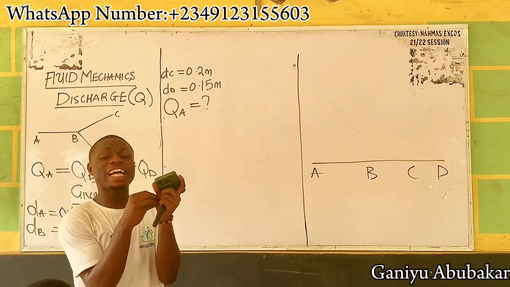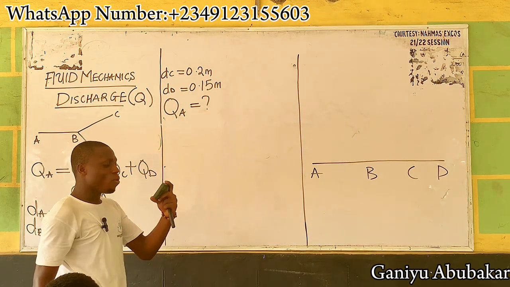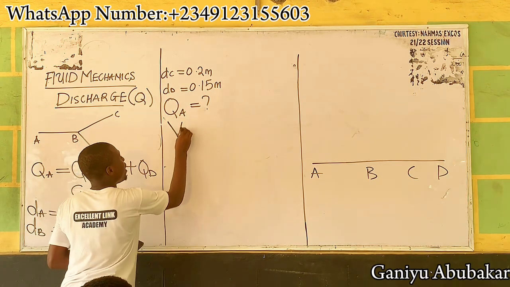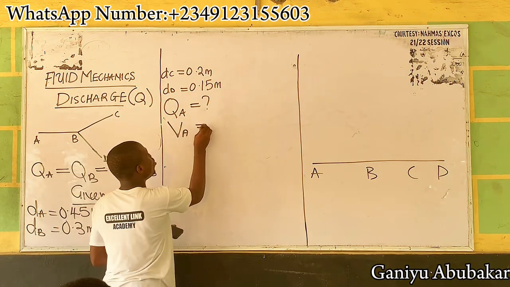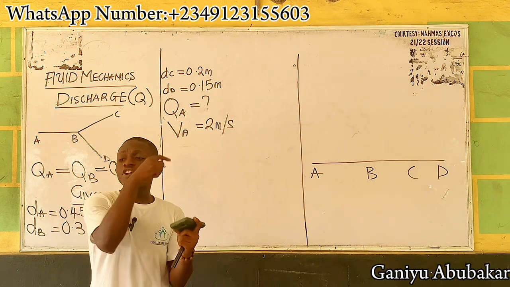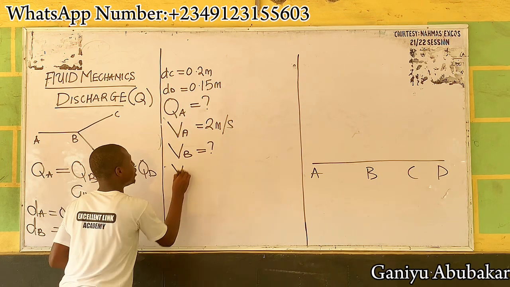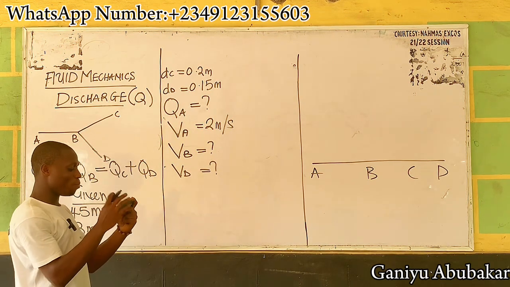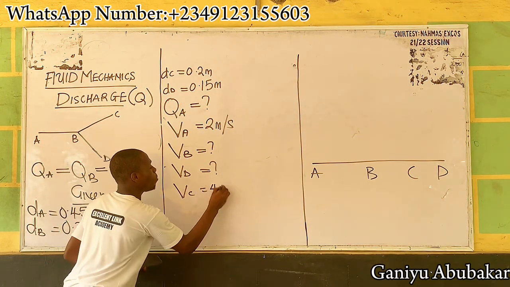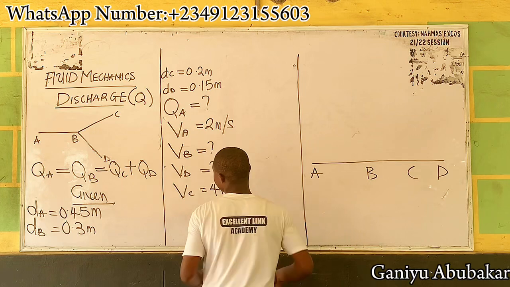If the velocity of water at A is 2 meters per second, that's VA. Also find the velocity at B and D. That's VB, unknown, and VD, unknown. VC is 4 meters per second. That's all. Let's solve this problem.